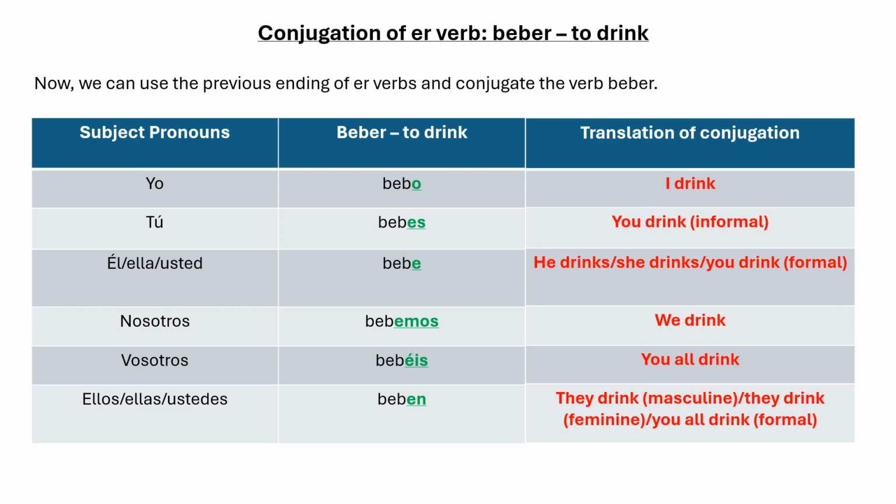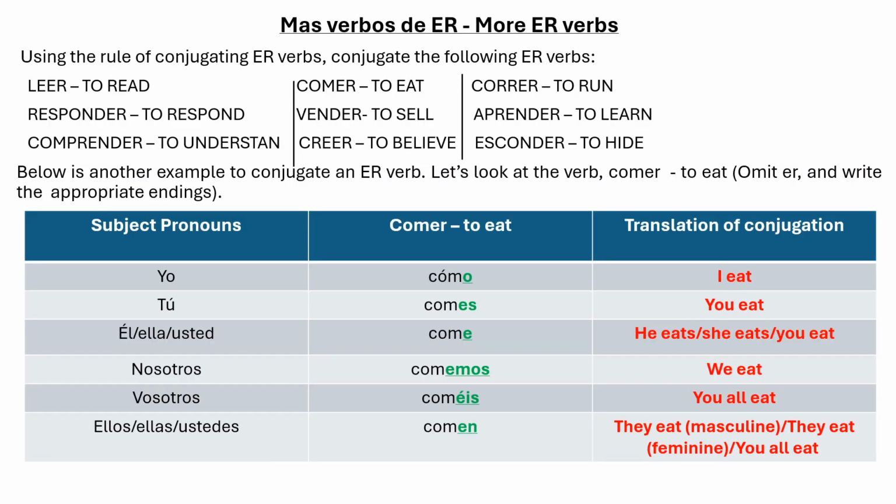So this is the conjugation for ER verbs. As you can see, we have used the endings for ER in order to conjugate this verb. We will not use the AR endings to conjugate this verb because it is an ER verb. Now let's have a look at more verbs which are ER ending verbs. So these verbs also will be conjugated in the following way. ER verbs, okay?